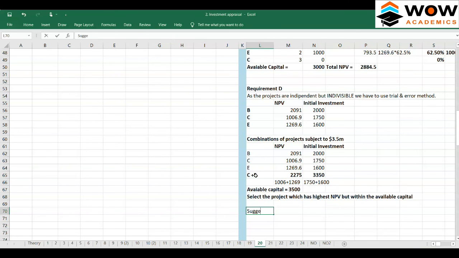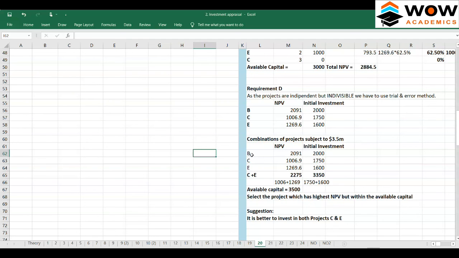The suggestion would be, it is better to invest in both projects C and E. So that's about the concept here. In the trial and error method, we have arrived at C plus E. So no other combination is possible here. You can't add anything else.